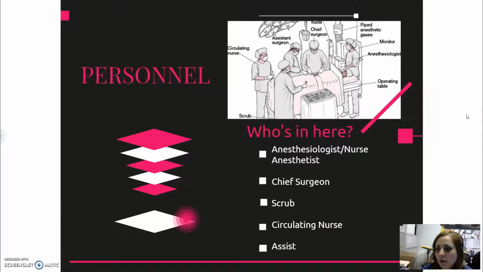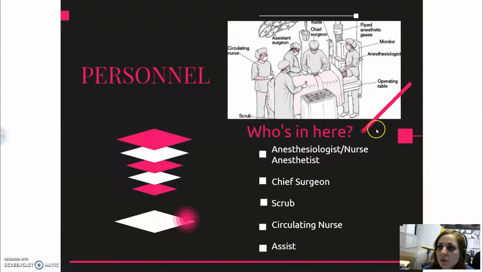So these are some of the people that you're going to see in the operating room. They try to limit the amount of people that go into the operating room to as few as possible because we try to keep this environment sterile. We're opening somebody up, we're breaking that first layer of defense in their skin, so the risk for infection is huge. So here's some of the people that you'll see.